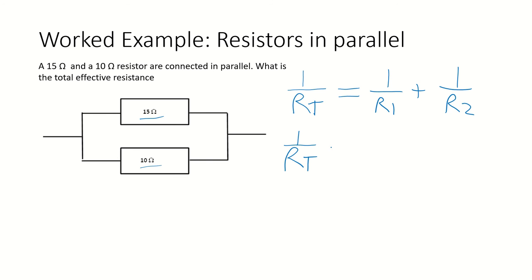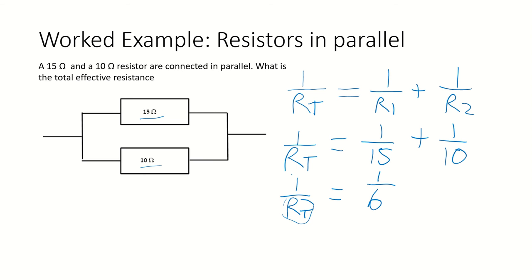And our two resistors are just 1 over the 15 ohm resistor plus 1 over the 10 ohm resistor. And if we type this into our calculator, 1 divided by 15, or 1/15 plus 1/10, is going to give us 1/6. So 1 over the total resistance is equal to 1 over 6. So you can very easily see that the total resistance is just going to be simply equal to 6 ohms.